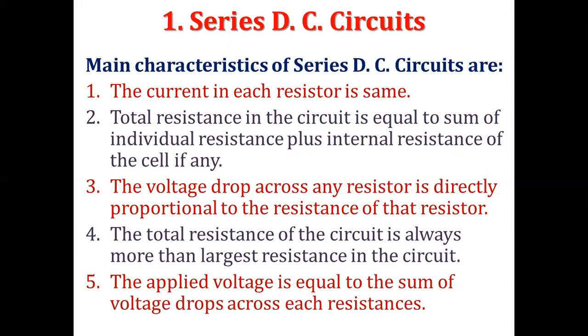So the total resistance of the circuit is always more than the largest resistance in the circuit. How is it more? Suppose three resistances are connected in series here now. One resistance is 5, one is 6, one is 10. The highest resistance is 10 ohm, the maximum resistance, but what will the total resistance be? 21. So the total resistance is always greater than the largest resistance. The largest resistance value is 10 ohm, but the total resistance is 21 ohm because we are summing each resistance.